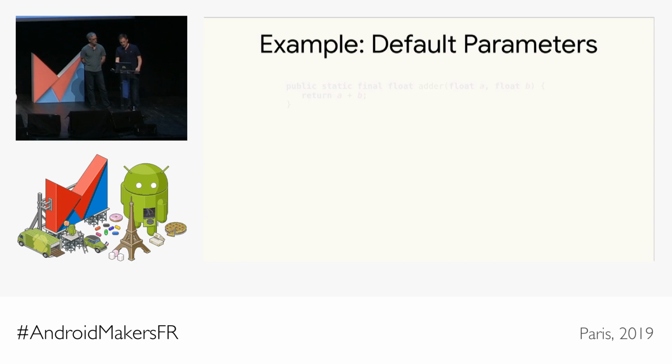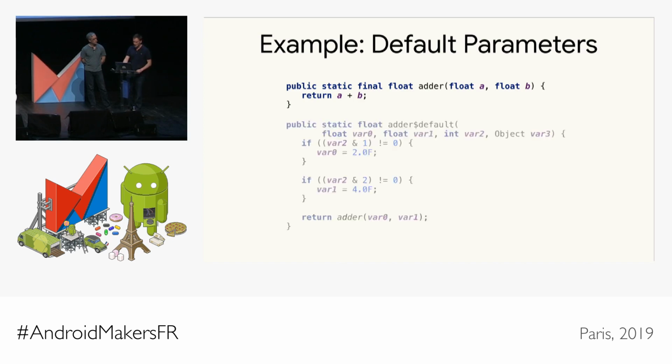So here's what happens. First, it generates the method that you would expect, a method that takes the 2 floats and adds them, and there's no default parameters. And then it creates a second function called adder$default. It takes our 2 floats, and it takes another 2 parameters. There's an integer, and then there's an object. I'm still not quite sure what the object is for. It's probably to tag the function and make sure it doesn't clash with any other declaration, because the Kotlin compiler, as far as I can tell, will always pass null for the object.